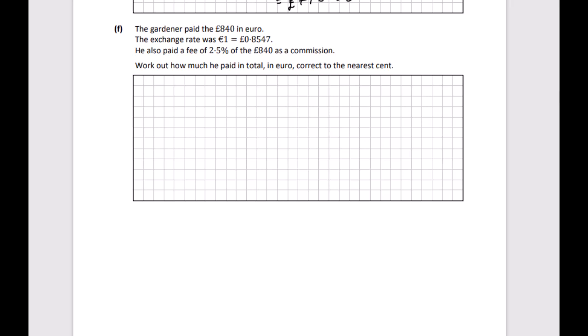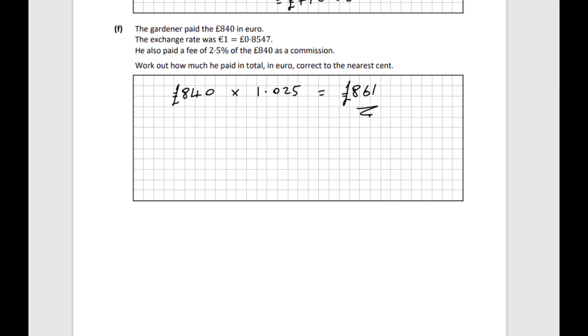Okay, so he paid 840 pounds sterling and he paid that in euros, but there was commission. So what we need to do is see how much he actually paid. So there was 2.5% commission on the 840, so we need to multiply that by 1.025 to add on the commission. So that comes to 861 pounds sterling. This is what he actually paid here.